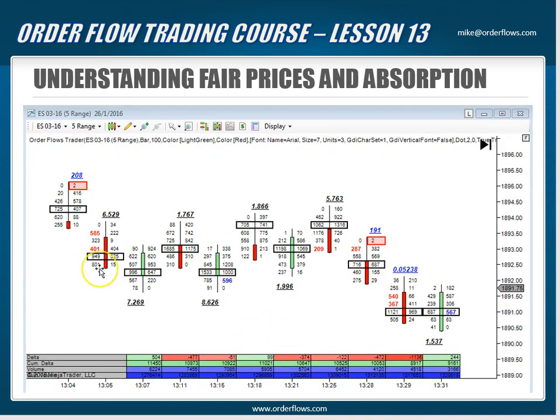So this is an E-mini chart, and we're going sideways here for the most part. We sort of come down and just go sideways. You get a green, you get a red, green, red, green, red, green, red. And for the most part, the deltas are kind of alternating.